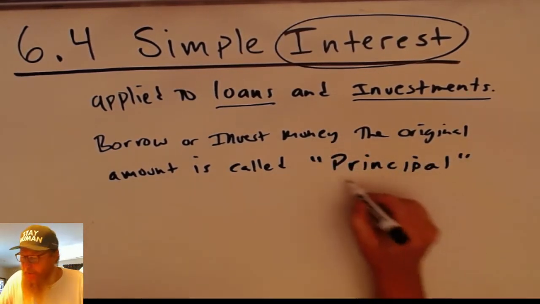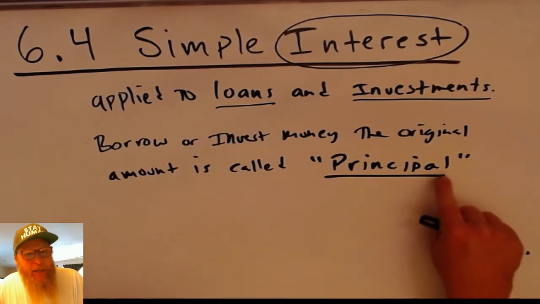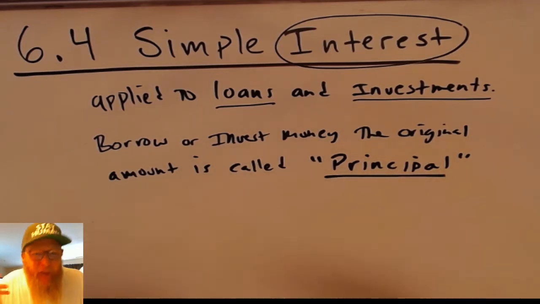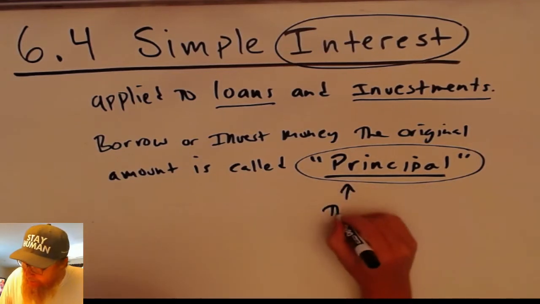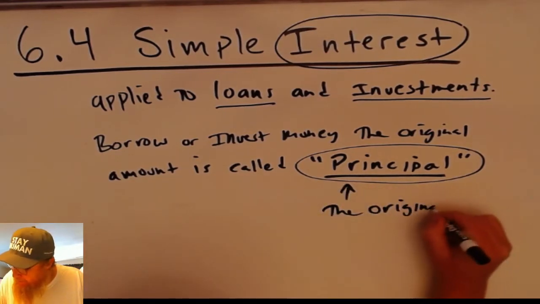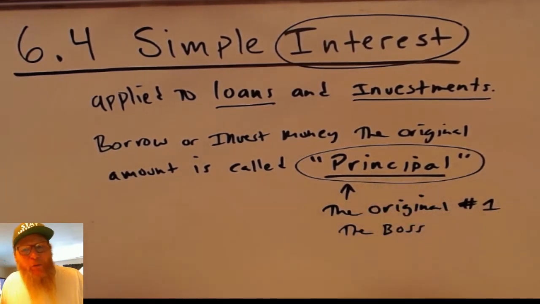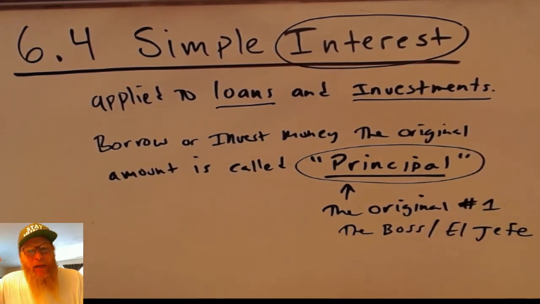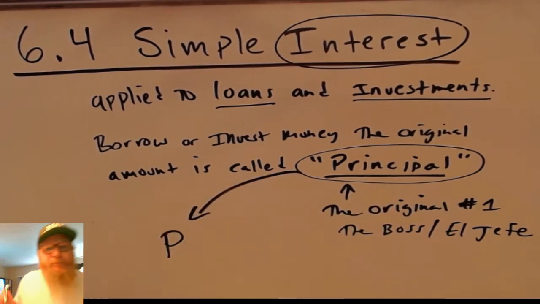Now, for years I spelled this word wrong. It's not principal with a PLE. That would be a different form of the word, principle. That would be something that you believe in, or some kind of a philosophy, a truth that you hold to be true. A principal is kind of like the boss, or the original, number one. That's why we call the boss of the school the principal. So whenever we invest an original amount of money, we will use the variable P. Okay.